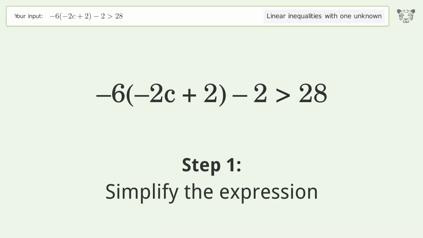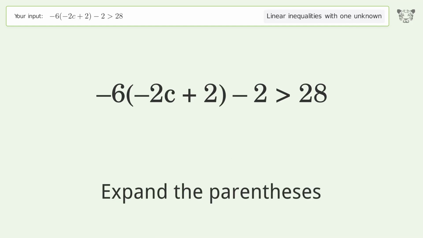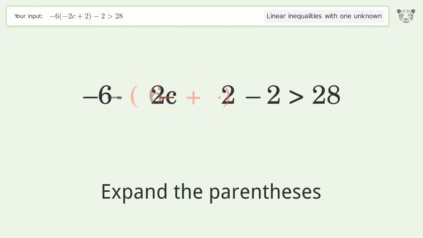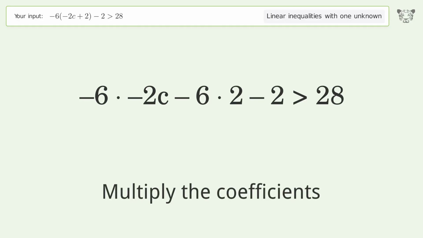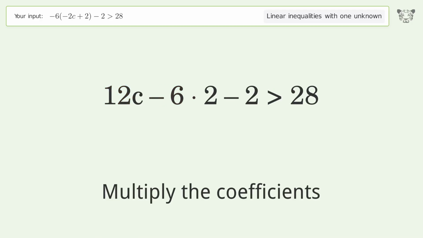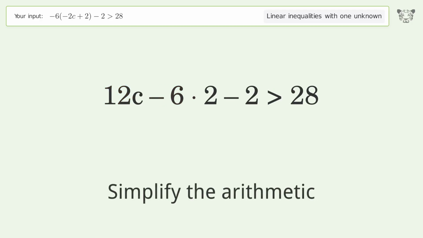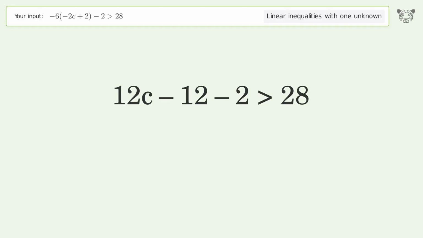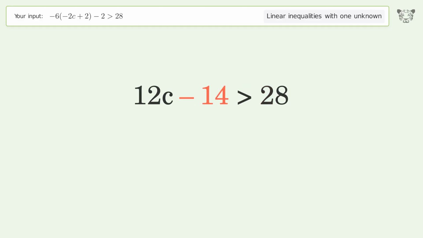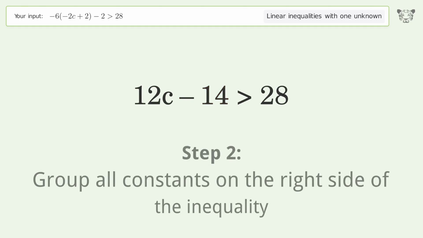Simplify the expression. Expand the parentheses. Multiply the coefficients. Simplify the arithmetic. Group all constants on the right side of the inequality.